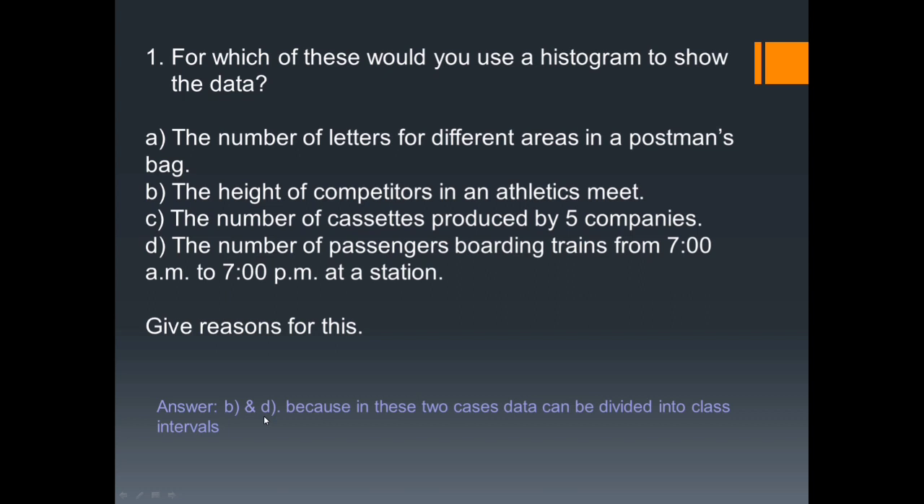The answer is B and D, because in these two cases data can be divided into class intervals. That is what we have explained right now. Let's see the next question for today.